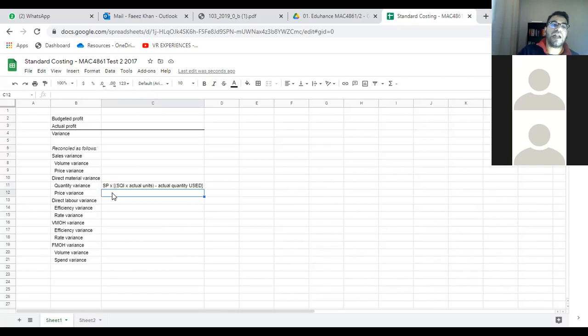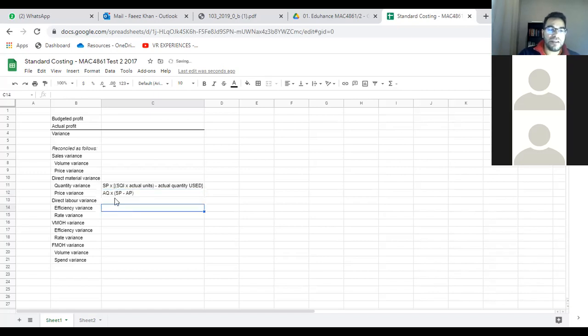Then we come to price variance. When you deal with price variance, the constant is actual quantity. So in this case, we're going to say actual quantity multiplied by. Now we're going to compare pricing. Remember, we're comparing pricing because we're dealing with a price variance. So what we're going to compare is standard price versus actual price.